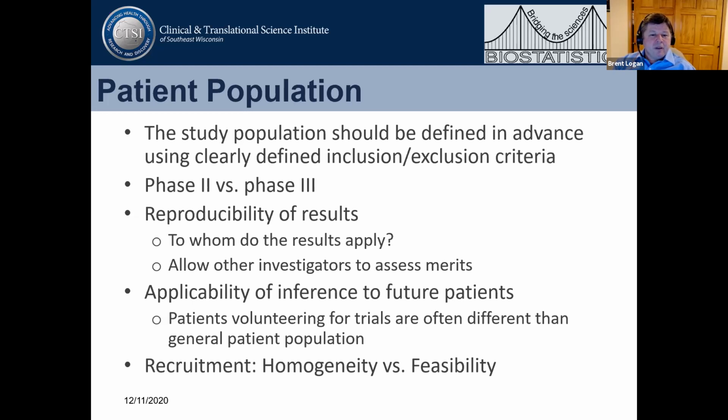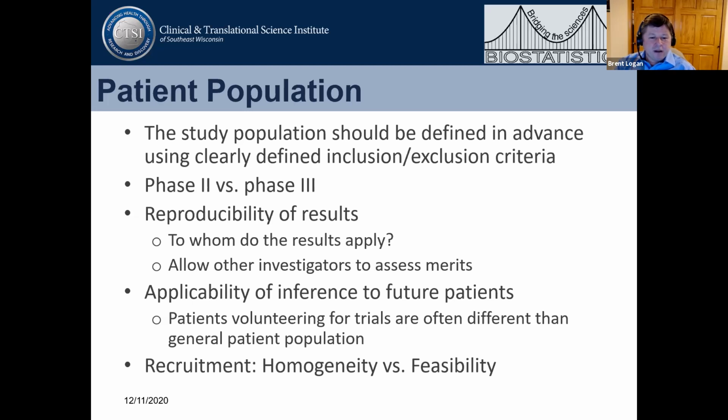The other consideration with phase 3 being a little bit broader is you want the inference to be applicable to future patients. And if you have a very restrictive population, and often you see this, patients volunteering for trials are often different than the general patient population. So if you're restrictive in the eligibility criteria, the results may not apply to a broader population. So that's a consideration as well.